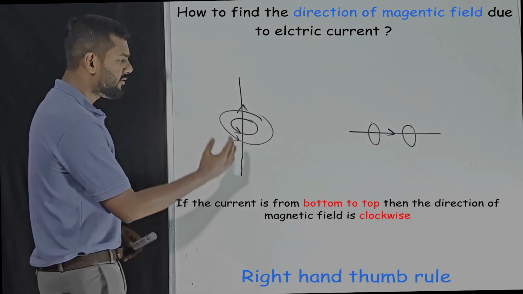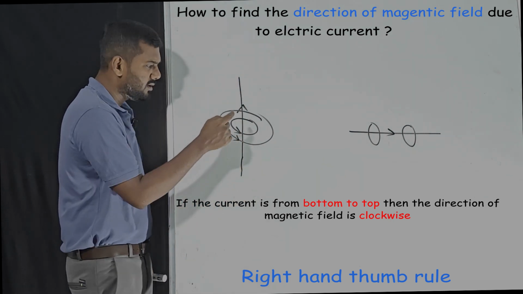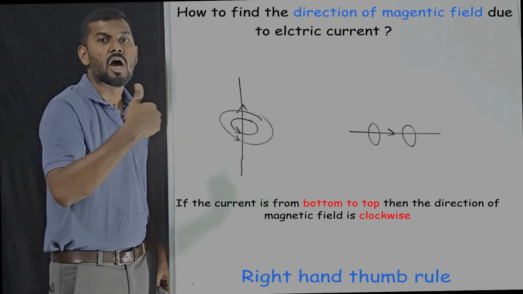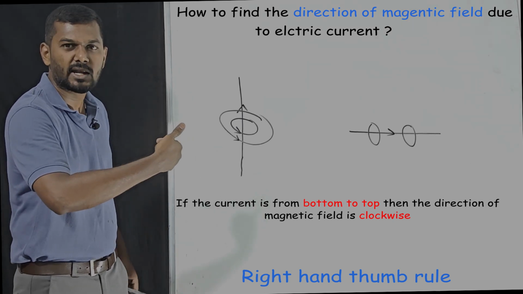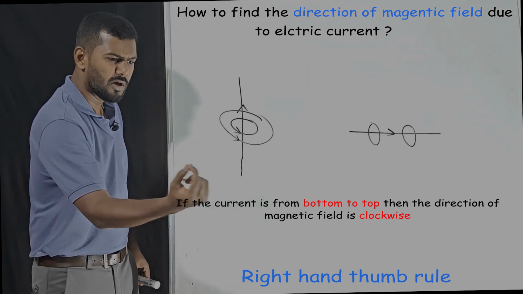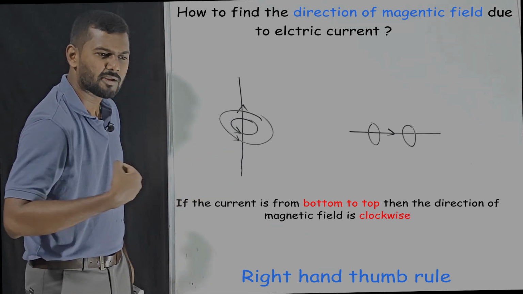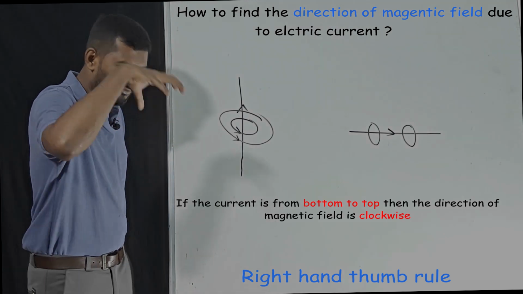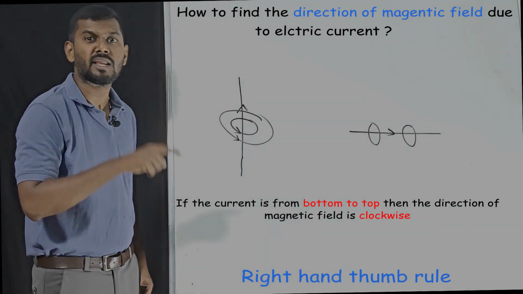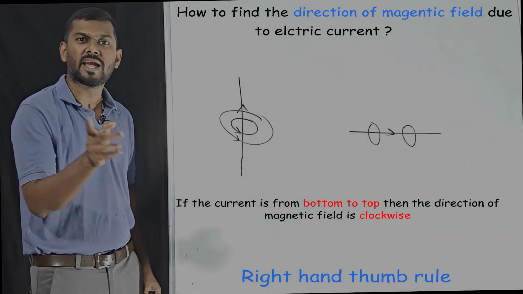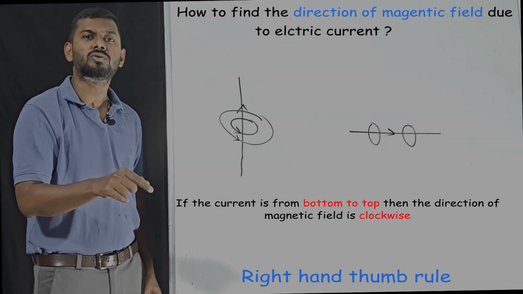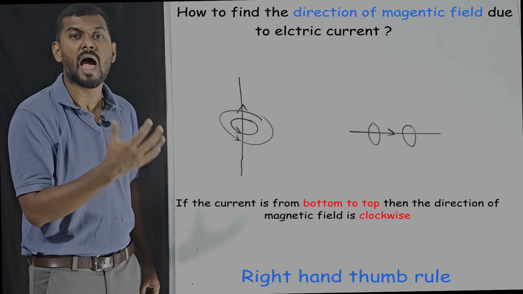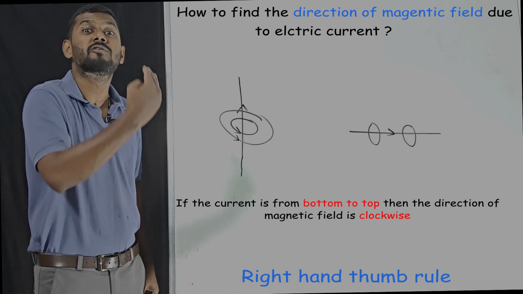I told you, whenever the current is going in the upward direction, if you hold it like this, the direction of magnetic field will be clockwise. But the magnetic field is going towards the right side, and if you see from the top view, it is anti-clockwise. It is not clockwise, but I told you it is clockwise. So how do we conclude it? Very simple. You have to see from the angle where the current is coming from.